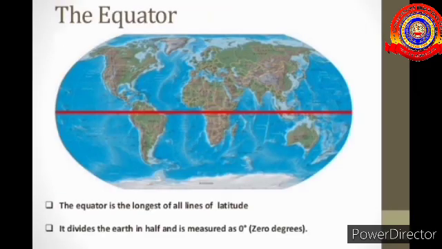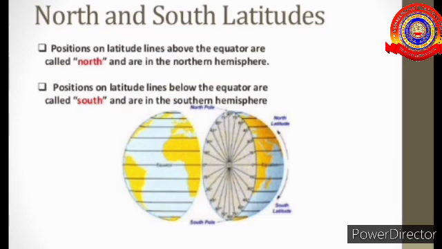The equator. The equator is the longest of all lines of latitude. It divides the earth in half and is measured as 0 degrees. North and south latitudes. Positions on latitude lines above the equator are called north and are in the northern hemisphere. Positions on latitude lines below the equator are called south and are in the southern hemisphere.